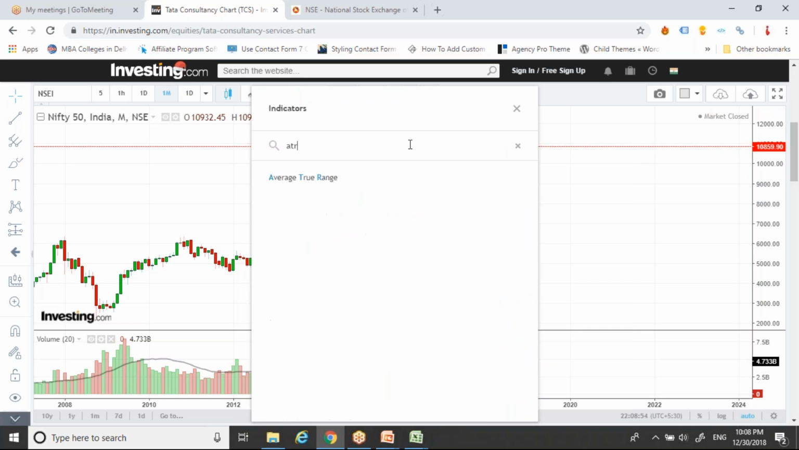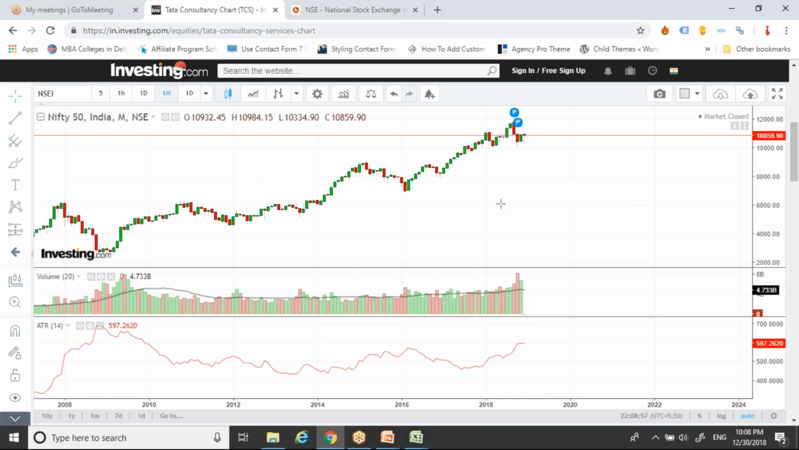This is not in your syllabus, but just for practical knowledge, I'm telling you. Average true range. Now average true range is around 597 points. So that means 600 points it goes up and down in a month. That's too much volatility. Oh, I keep it 500.